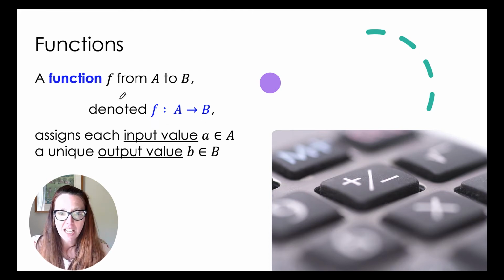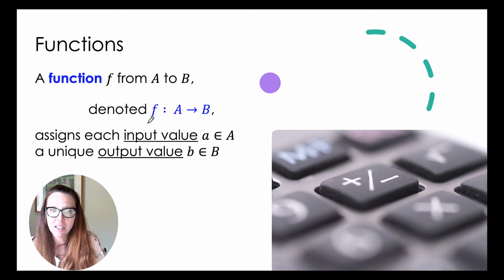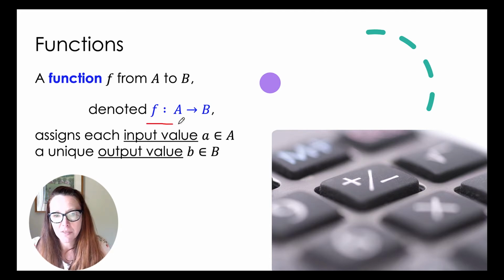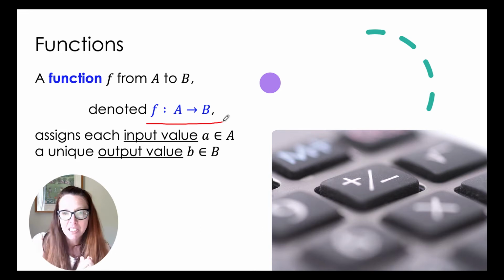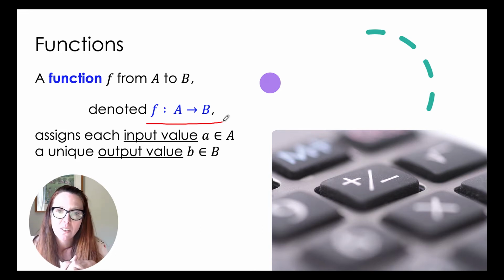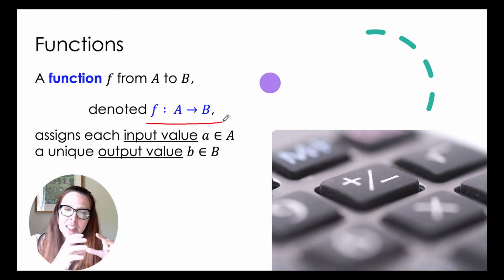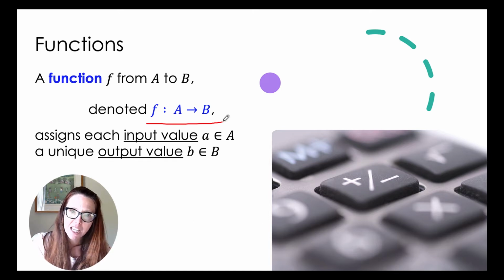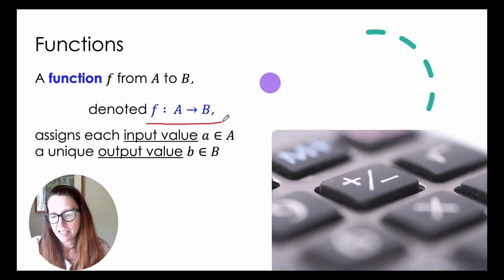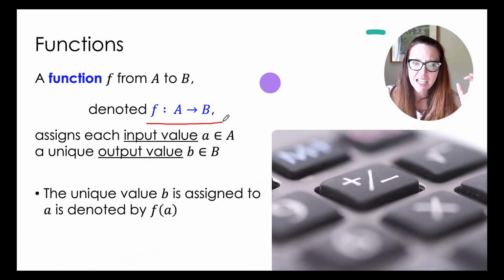So we have a function f, and it's a mapping that takes us from one set to another. We have a function that takes us from a set A to a set B. It maps us from A to B. What it does is assign any input value that we take from our initial set A a unique output value in the set B. And this unique value that is assigned to A is denoted f of A.